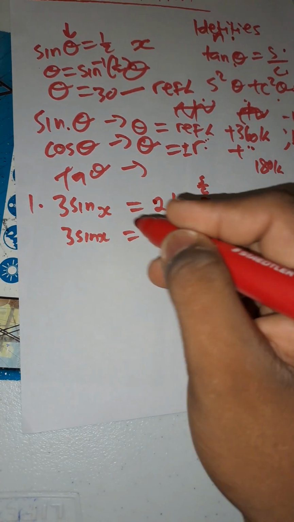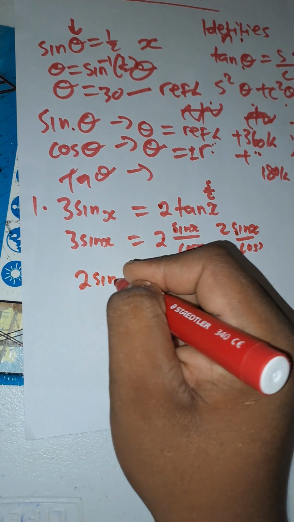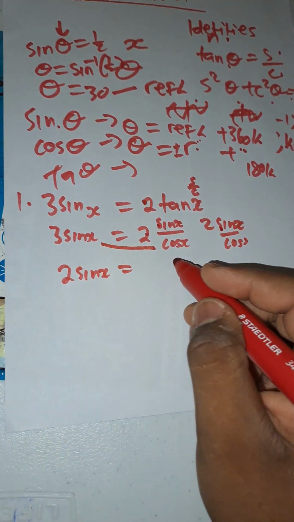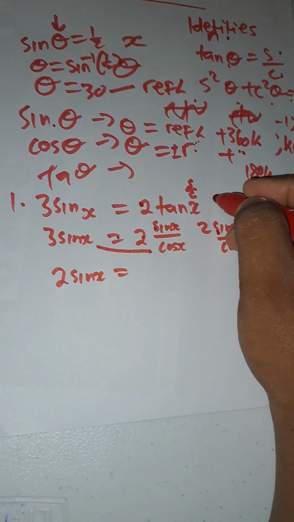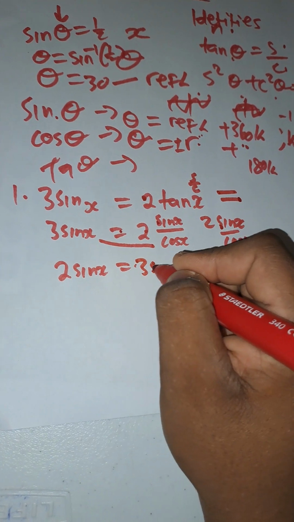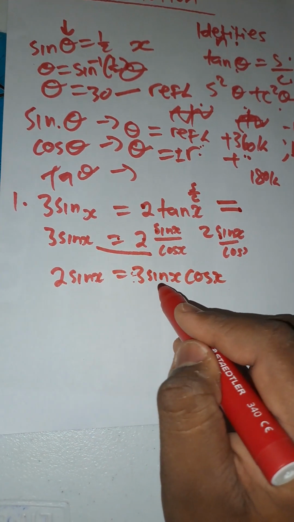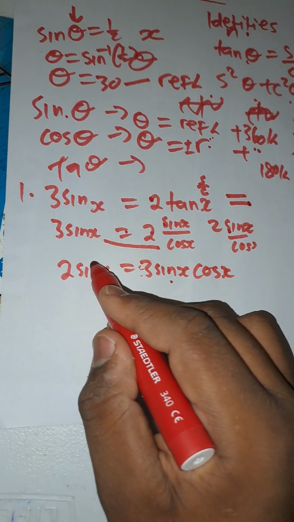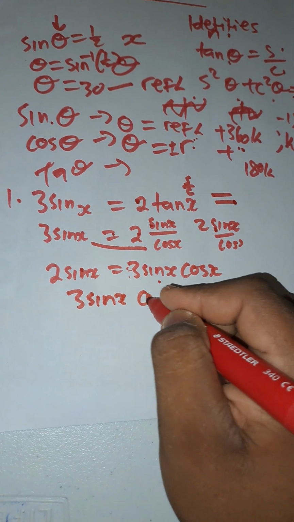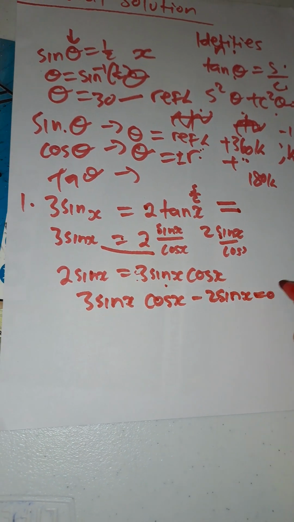So I have 2 sine x over cos x. I'm going to cross multiply. This 2 sine x is going to come here: 2 sine x is equal to, and then these ones are going to multiply. Cross multiply, because you only cross multiply if you have an equal sign. And then it's going to be 3 sine x cos x. They are being multiplied to each other. Since they are being multiplied to each other, I can take this one to the other side. So it's going to be 3 sine x cos x minus 2 sine x is equal to 0.